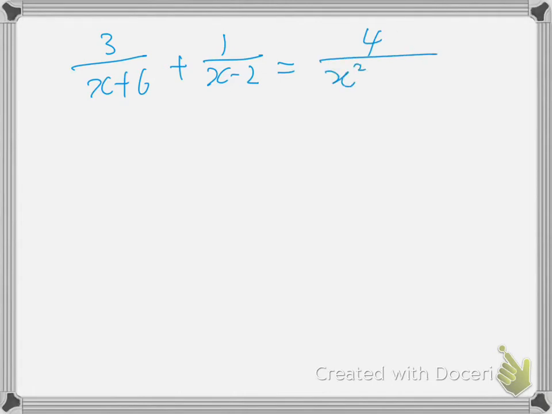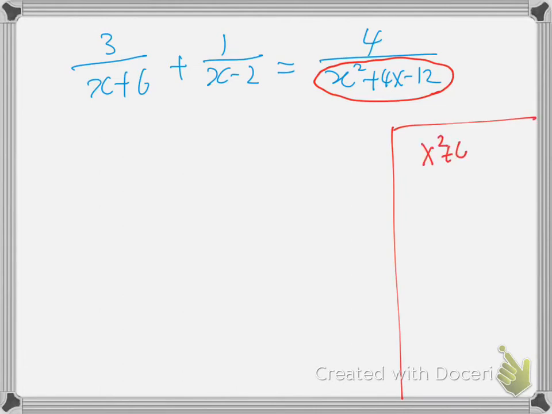Okay, so let's have 2 more examples. Okay, so our next example is 3 over x plus 6 plus 1 over x minus 2 is 4 over x squared plus 4x minus 12. Okay, yeah. So first step, we still need the LCD, right? So we have to factor this denominator because we need linear factors.